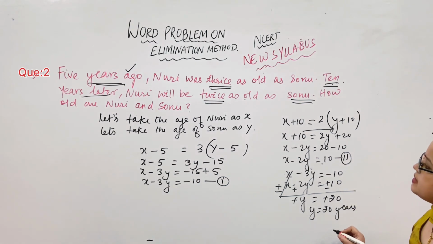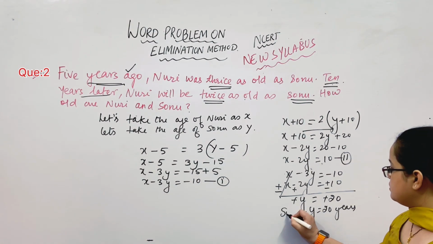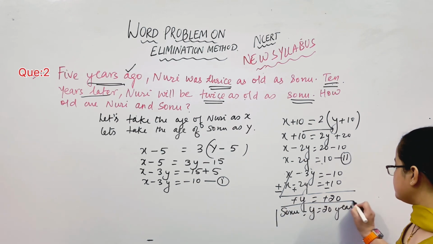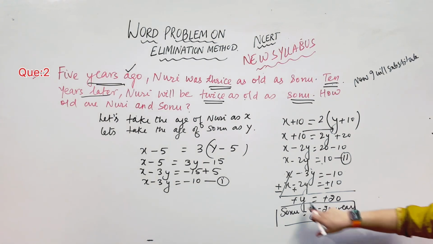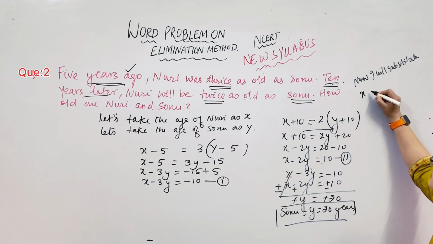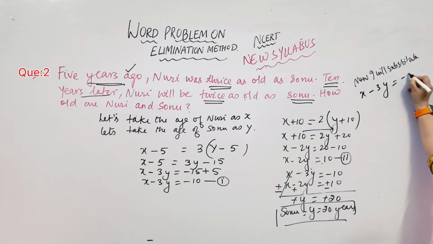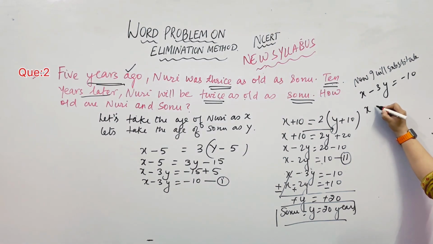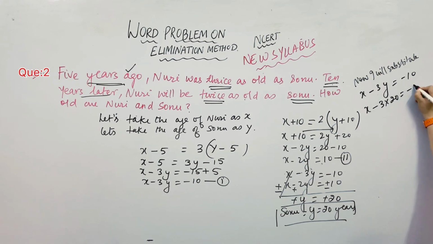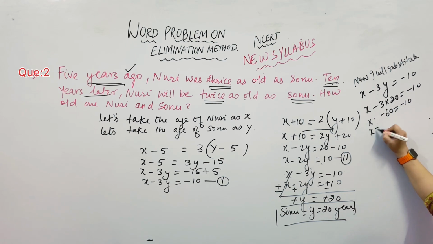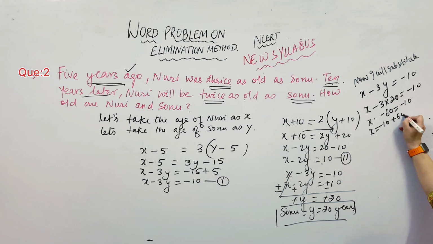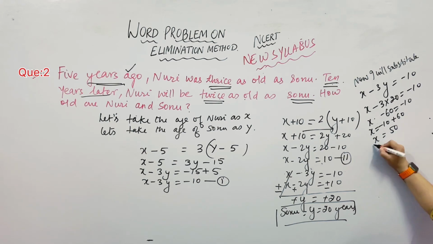y is 20 years. That means Sonu is 20 years. Now I will substitute the value of y in equation 1. So x minus 3y is equal to minus 10. x, instead of y, I will write 20. So x minus 60 is equal to minus 10. x is equal to minus 10 plus 60. That is x is equal to 50 years.